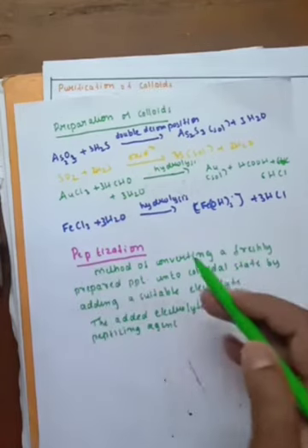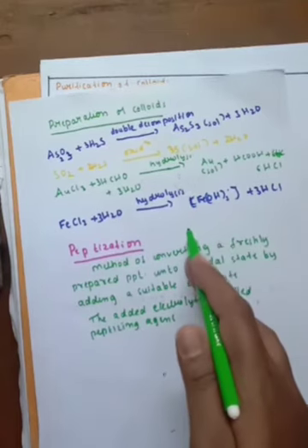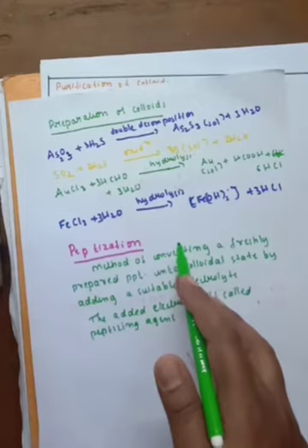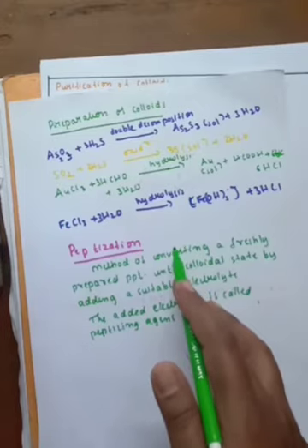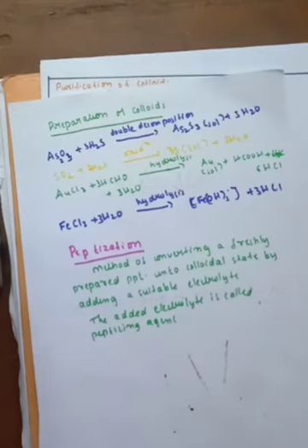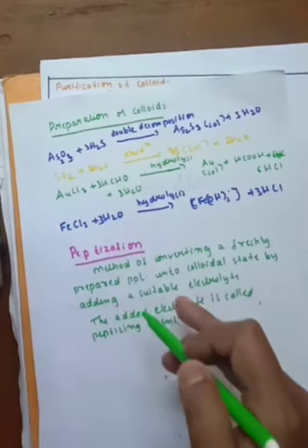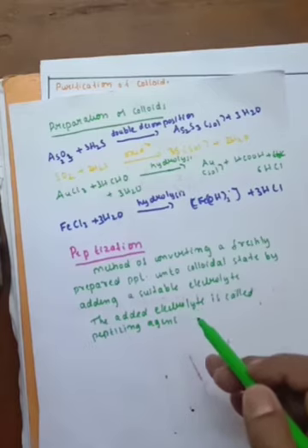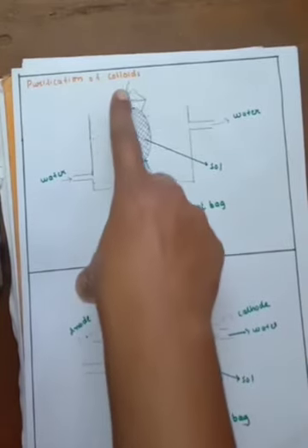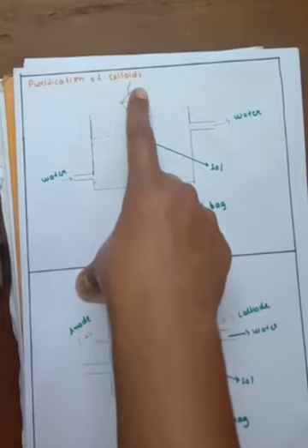When a freshly prepared precipitate of Fe(OH)3 is treated with ferric chloride and stirred well, then what happens? The ferric hydroxide sol is formed. This is about peptidization, the peptidizing agent, and an example of peptidization. The next topic is the purification of colloids.